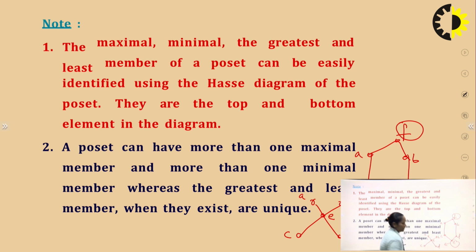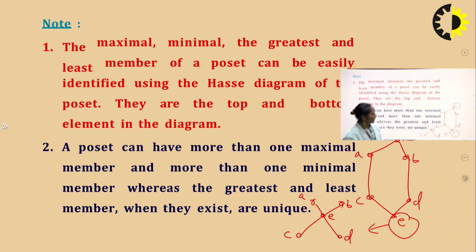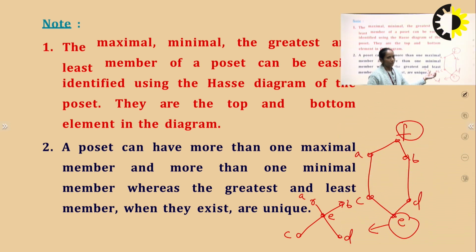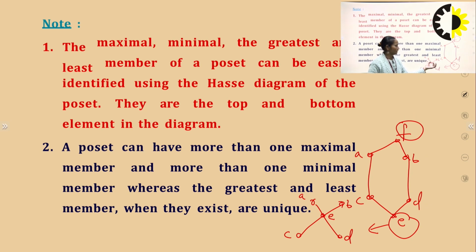If this is the Hasse diagram, then what will be the greatest element? The greatest element does not exist. Here the greatest element does not exist, but for this particular Hasse diagram the maximal element exists, and maximal elements can be more than one. Here the maximal elements are A and B, but there is no greatest element. Same process for the minimal element. Here the minimal elements are C and D, but no least element.